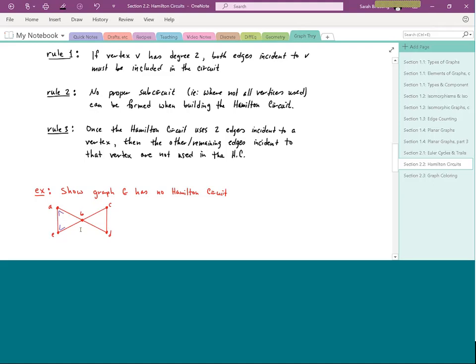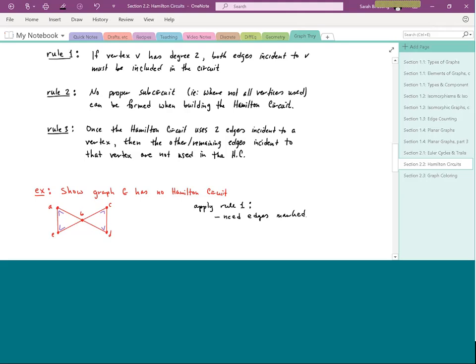Vertex B is not degree 2, so we're going to ignore him as we look at rule 1. And in terms of right here, vertex C and D, they're also both degree 2, so we'd need to include the edges that are incident to both of those vertices. So if we apply rule 1, we would need edges, well, I don't want to list all those edges. Edges marked with purple. So that takes care of rule 1, and that's all rule 1 does.